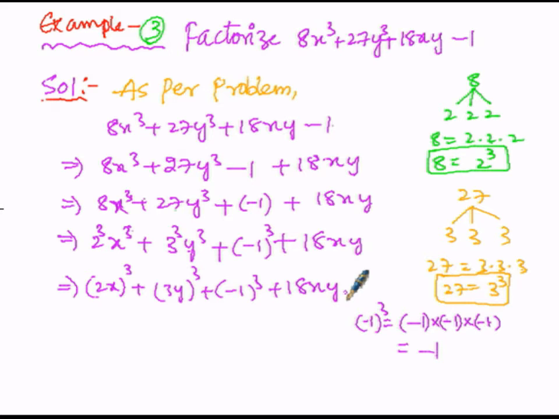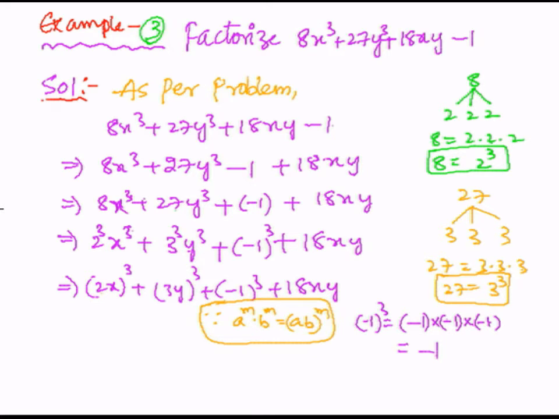Here I have utilized the identity a power m into b power m is equal to ab whole power m. As per this identity, I wrote 2 power 3 into x power 3 as 2x whole power 3. Now this is in the form a cube plus b cube plus c cube, so it must actually be minus 3abc.